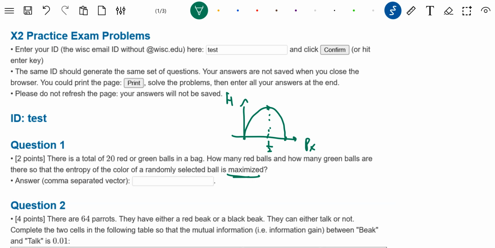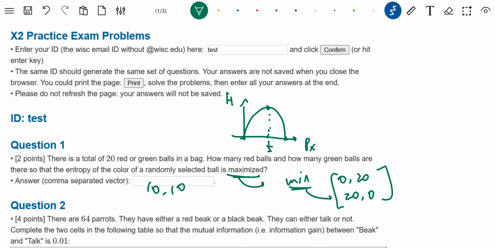So in particular here, as I said, it is 10 and 10. And the other version of the question asks about when it's minimized. So you can guess it's either here or here, so either 0 and 20 or 20 and 0. Because again, all of the balls are red or green, so drawing one doesn't give you any information. Again, the minimum case is this, and the maximum case is that.